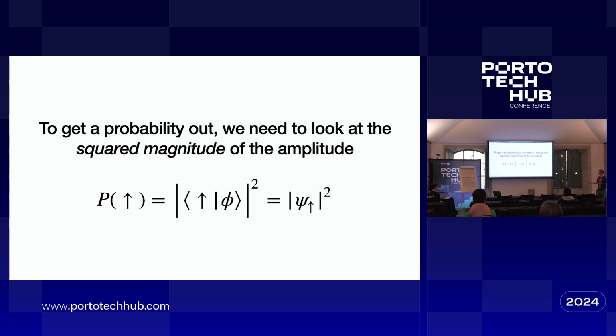We take the inner product of the state we're observing, the outcome we're observing, with the quantum state, and then we take its magnitude squared. Okay? Any questions about that? Do you guys know all this already? No.